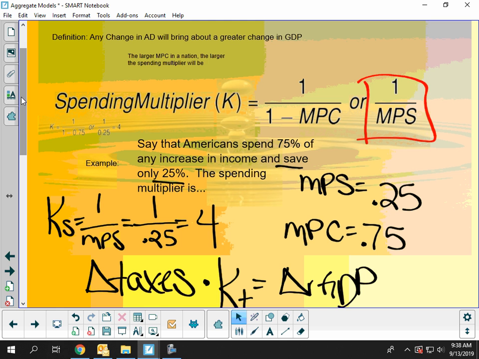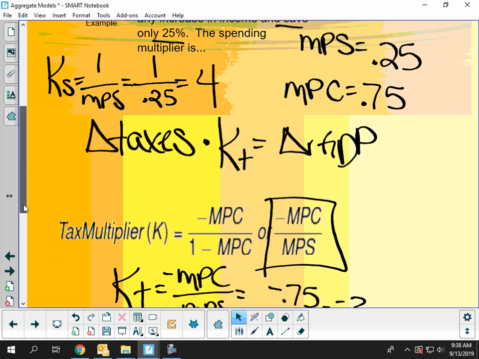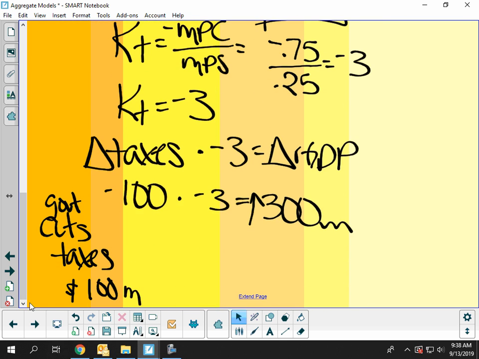Does that make sense? So, tax cuts aren't necessarily spread equally among the people. No, God, no.